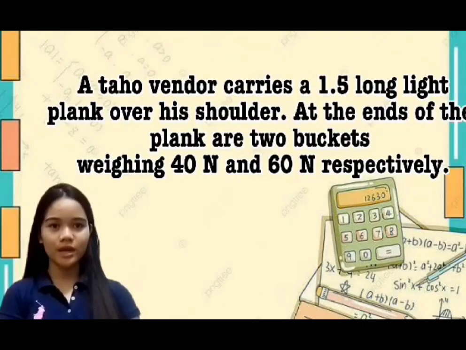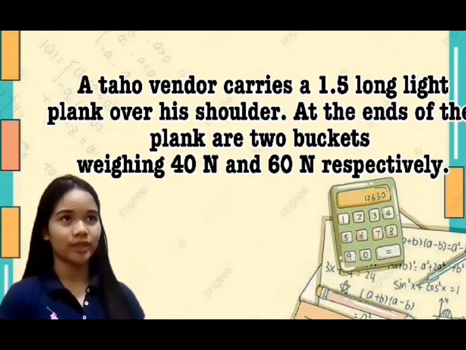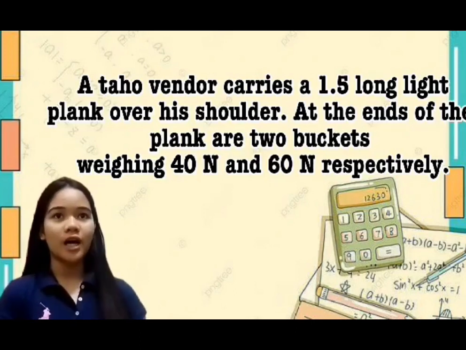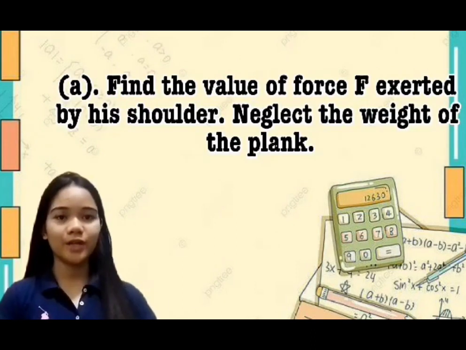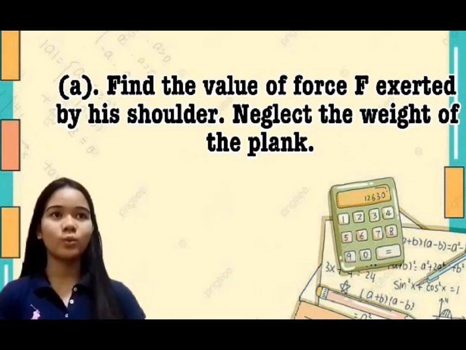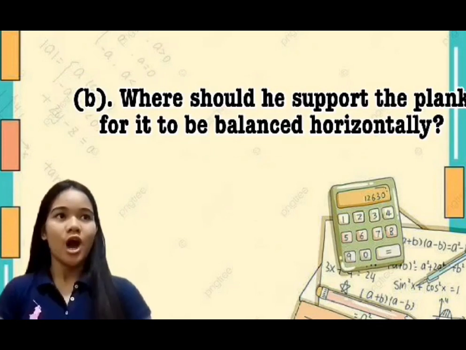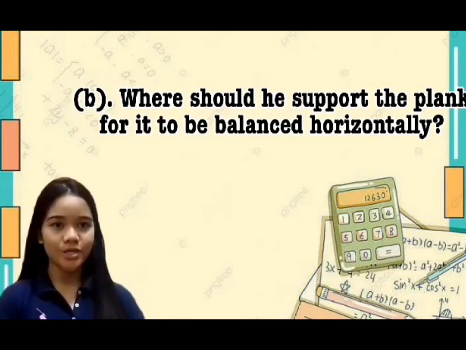A tahoe vendor carries a 1.5 m long light plank over his shoulder. At the ends of the plank are two buckets weighing 40 N and 60 N respectively. A. Find the value of force F exerted by his shoulder. Neglect the weight of the plank. B. Where should he support the plank for it to be balanced horizontally?